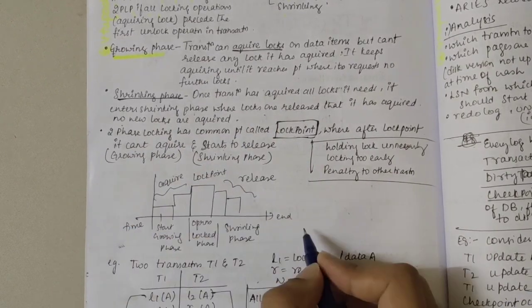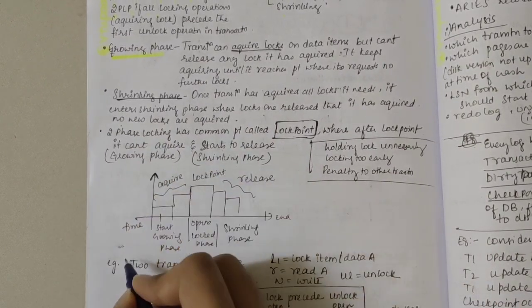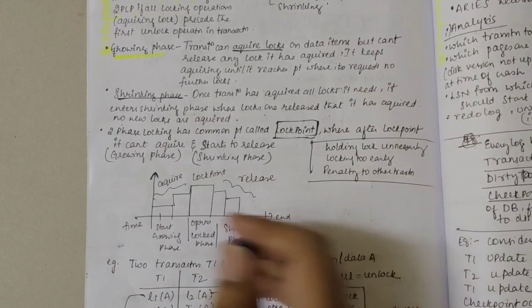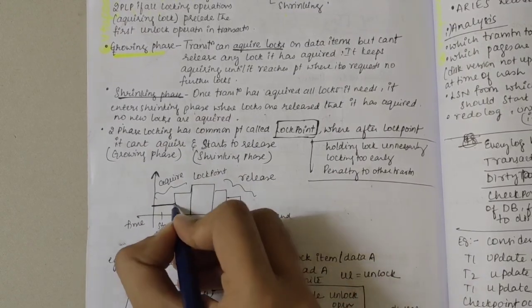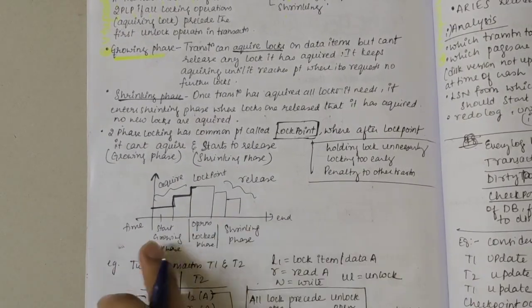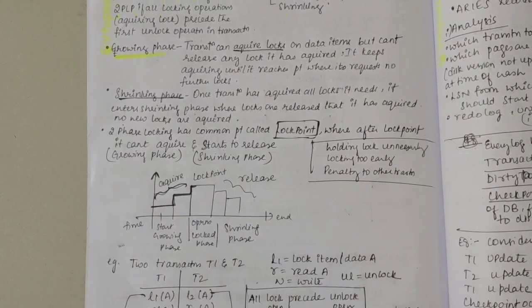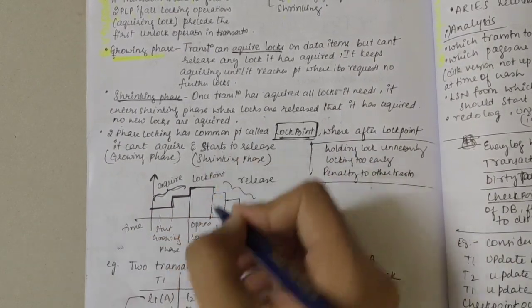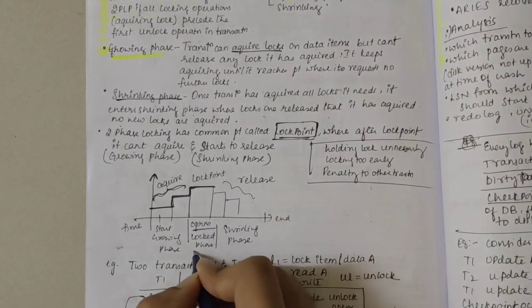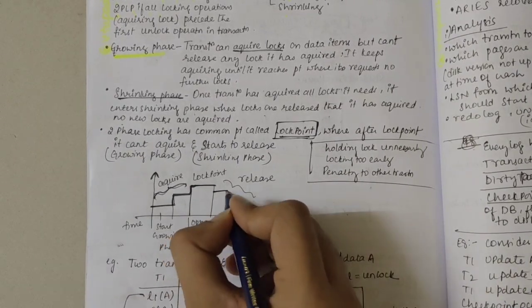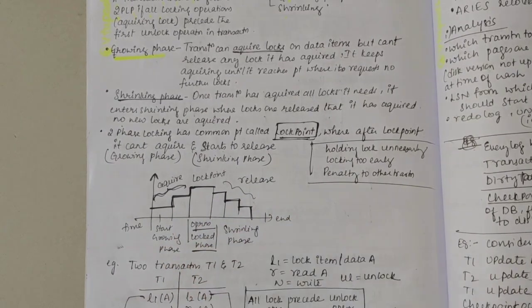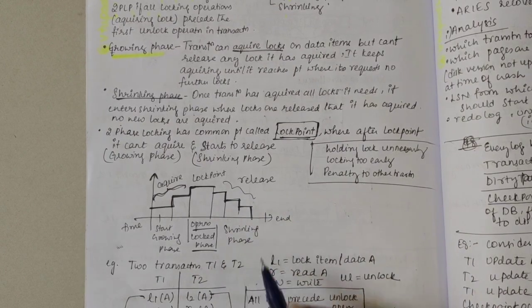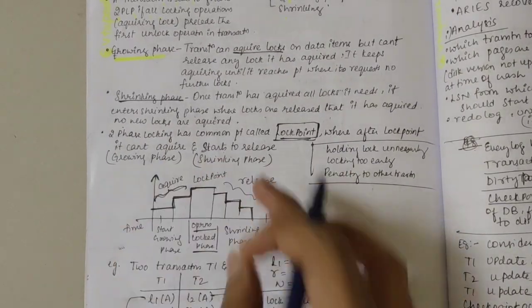If you look at this graph, here we have time. Initially we acquire the locks, and it starts growing. Once we reach the lock point, all the operations are performed here. It is called the locked phase. And then after that, we keep on releasing the locks. That's called the shrinking phase. So this is about the two-phase locking protocol.